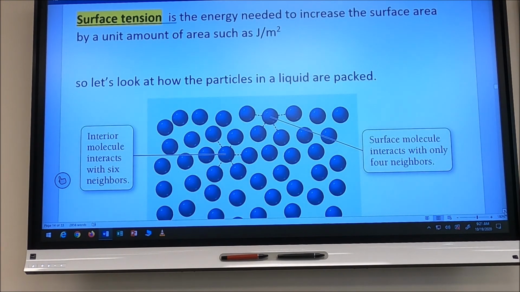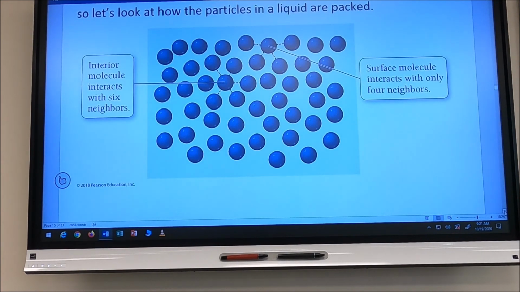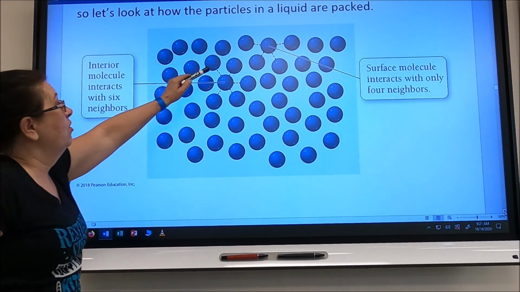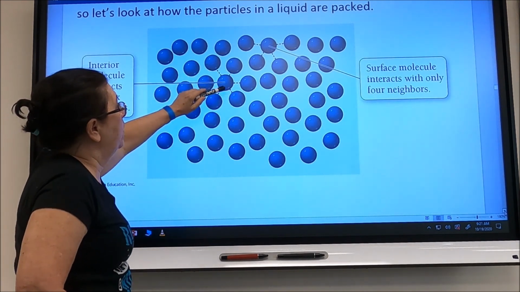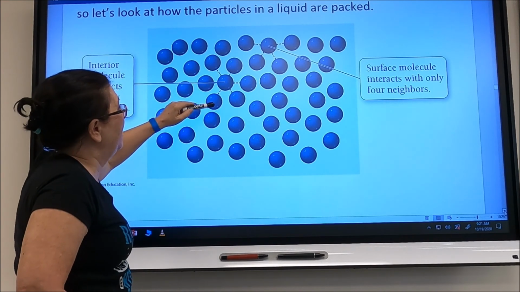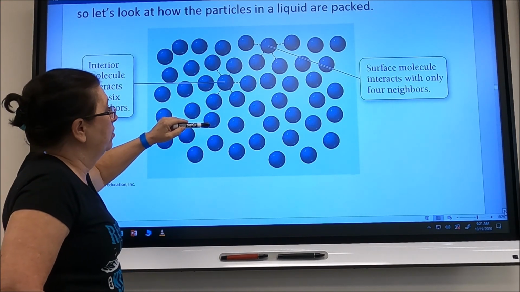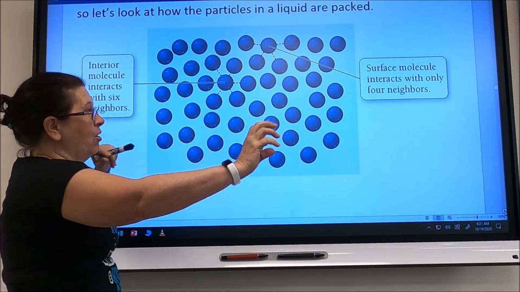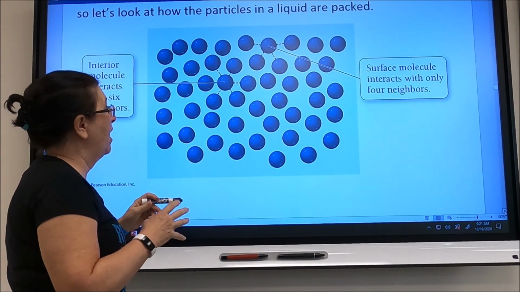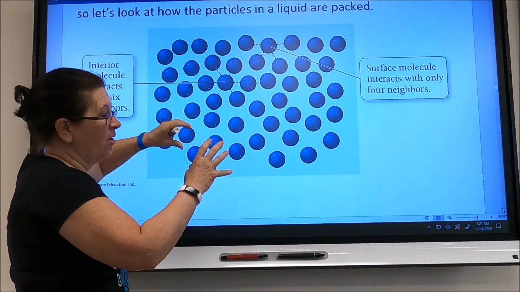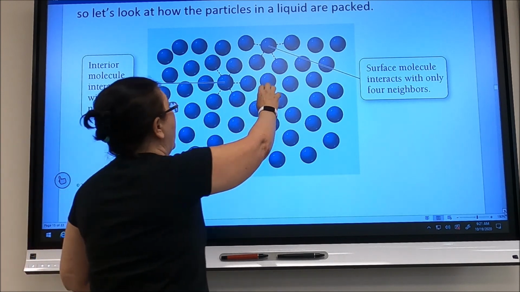Now, surface tension is the energy needed to increase the surface area by a unit amount, such as joules per meter squared. Okay, now let's look at packing. If we look at particles in the center of a liquid, they're interacting with at least 6 other particles. They're being pulled by intermolecular interactions in all directions. Because of that, they're going to have a bit more space.